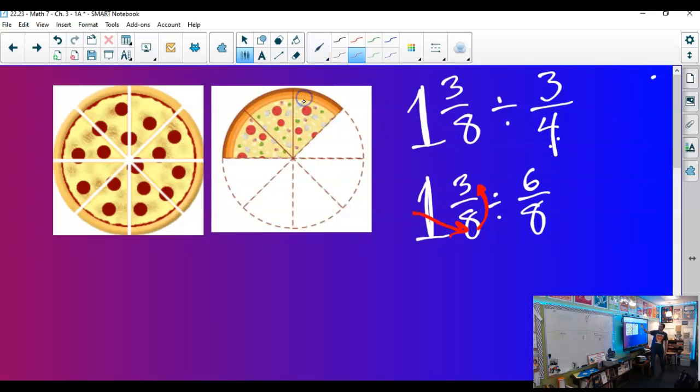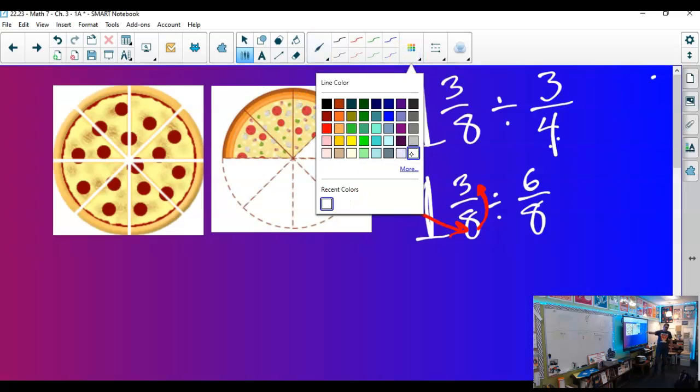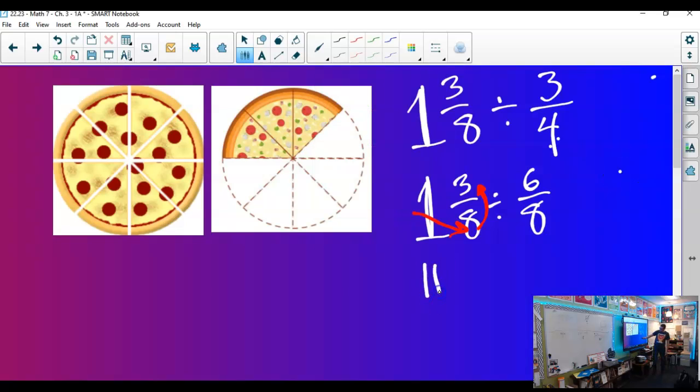I can't see. If you go further than the slide is, it jumps you to the bottom because it's like, oh, you want to go down there. No, I don't. I actually want to stay right here. So I have 11/8 that I'm going to divide by 6/8.